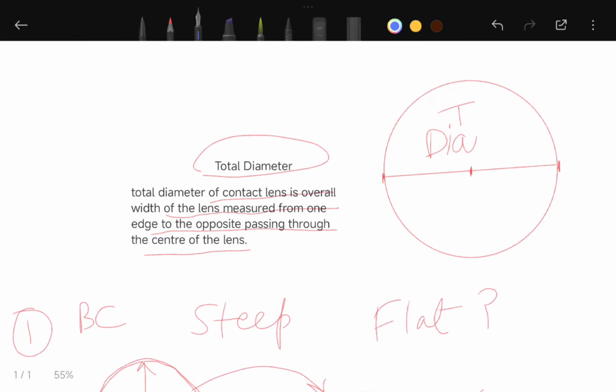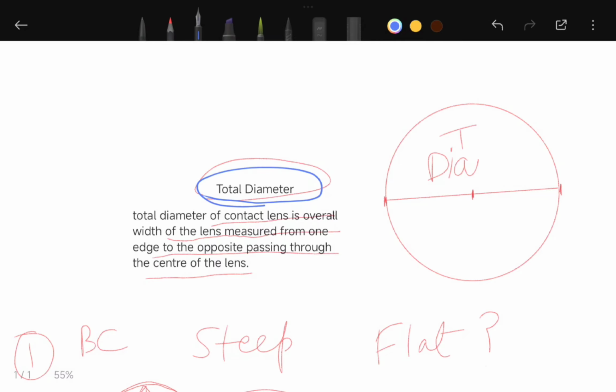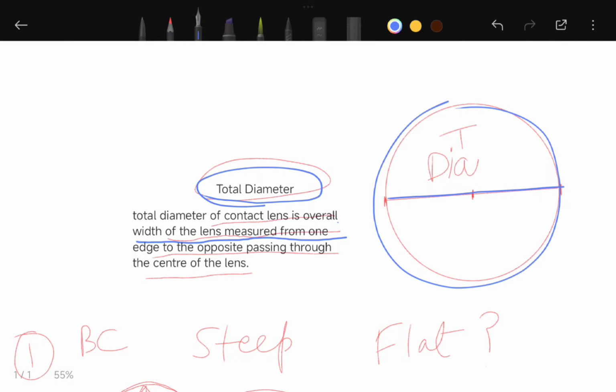The third thing we'll discuss is the diameter. What is total diameter? As we discussed before with the help of a diagram, suppose this is one circle here, and if you cut this circle from the center, the total diameter of contact lens is the overall width of the lens measured from one edge to the opposite edge passing through the center. So this overall distance from one point to the another point, or the width of the contact lens, that is called as the diameter.